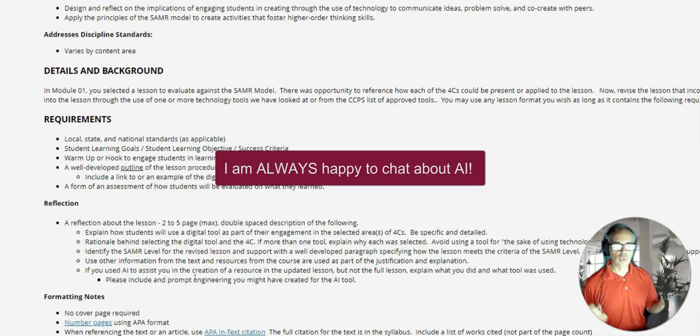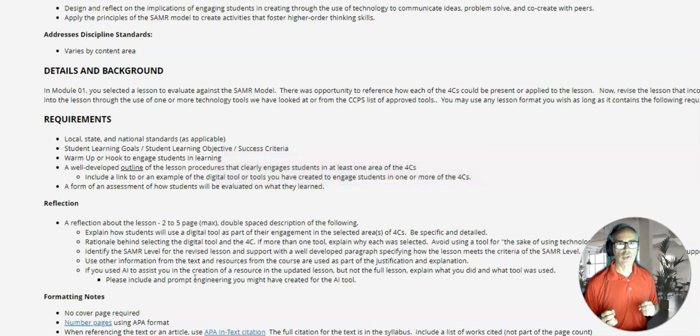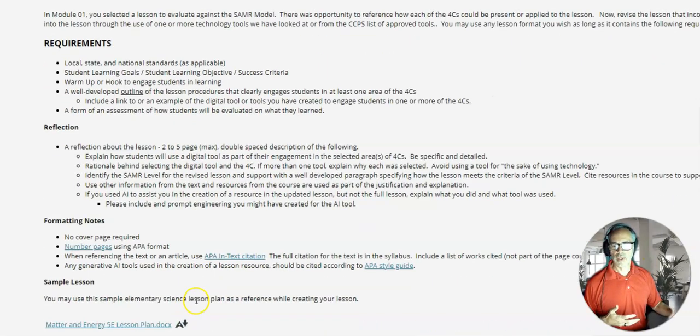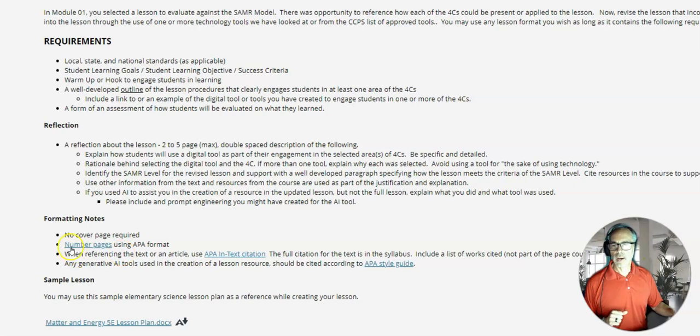This is what really gets me excited about where we're going in education with artificial intelligence, the good, the bad, the ugly about it. So that's good. So reach out if you want.